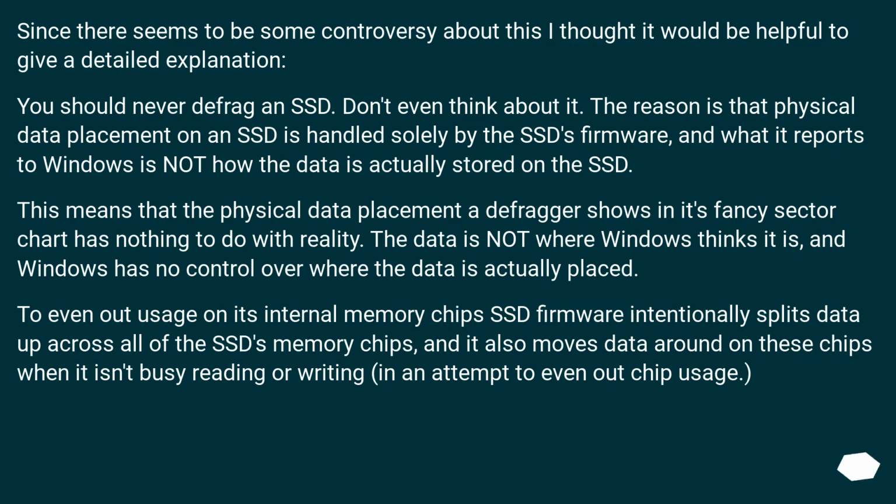This means that the physical data placement a defragger shows in its fancy sector chart has nothing to do with reality. The data is not where Windows thinks it is, and Windows has no control over where the data is actually placed. To even out usage on its internal memory chips, SSD firmware intentionally splits data up across all of the SSD's memory chips, and it also moves data around on these chips when it isn't busy reading or writing, in an attempt to even out chip usage.